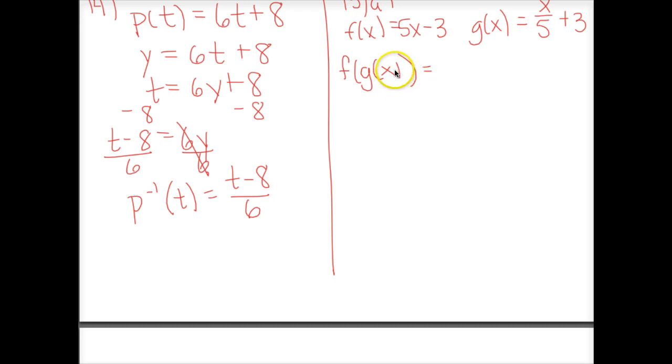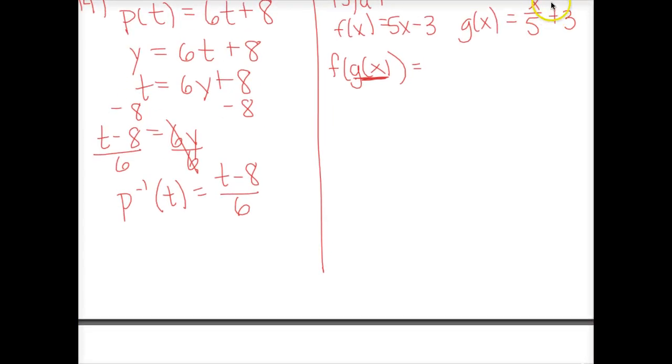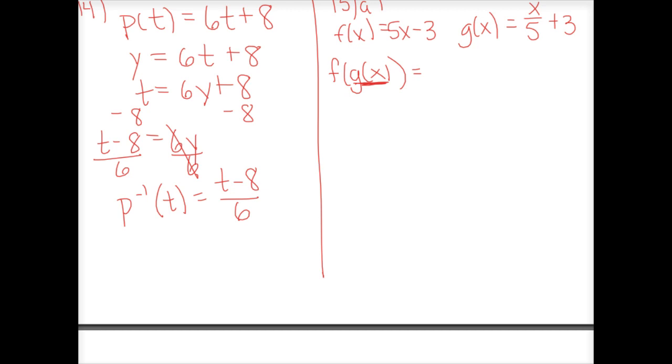So again, this goes back to function composition and what we learned. G of x is on the inside, so that means I'm going to put this expression on the inside, so f of x over 5 plus 3. Again, over and over again, we say this notation means to put this in place of the variable in my f function. So my f function was 5 times the variable minus 3. Now I'm going to put this in place of the variable.